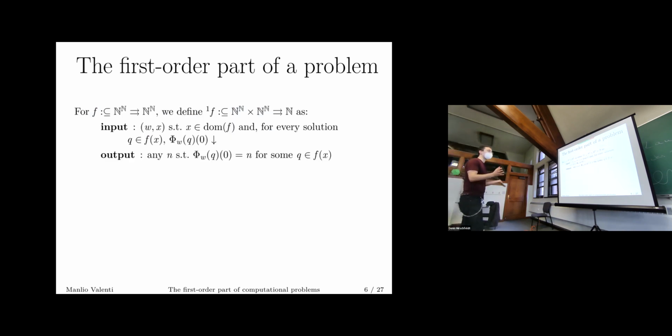To recap, this is the formal definition in general, which again is a bit technical, but I hope the proof of the theorem motivates the definition. The input for the first order part is just a pair, where the first component is the index for a continuous functional, and the second one is an input for f. And what it does, again intuitively, is apply f, then apply the functional to whatever solution you're given, and stop at the first digit.